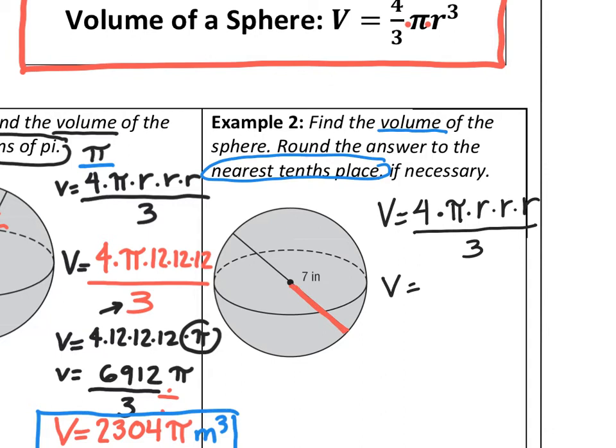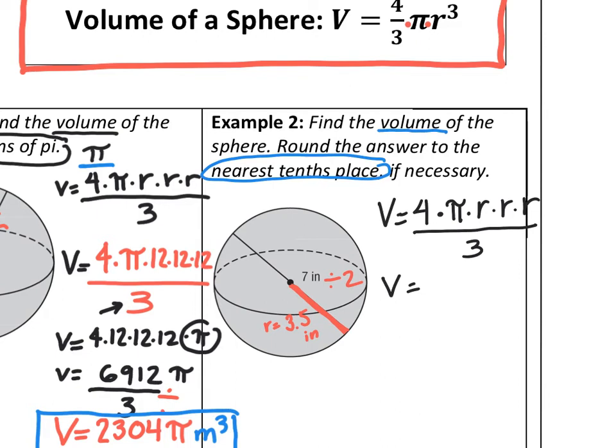So the first thing I have to do is find my radius. I'm going to have to divide 7 by 2. So let's put it into our calculator. I'm going to type in 7 divided by 2 because I'm cutting it in half. And I got 3.5 inches. So my radius is 3.5 inches. That's an important part of our problem. We can't just plug in 7. We have to make sure we know what the radius is.